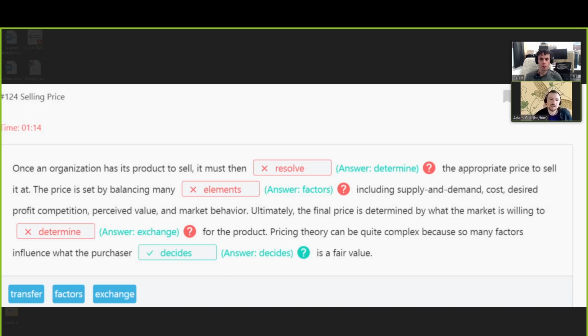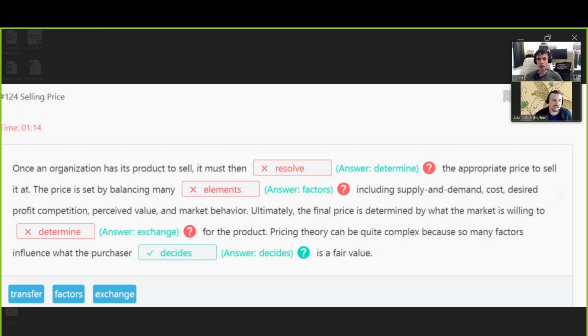That might work. Yeah, so I think resolve here implies that there's some situation that needs resolution. It needs to be concluded rather than some decision that needs to be made. Whereas determine is about deciding something.